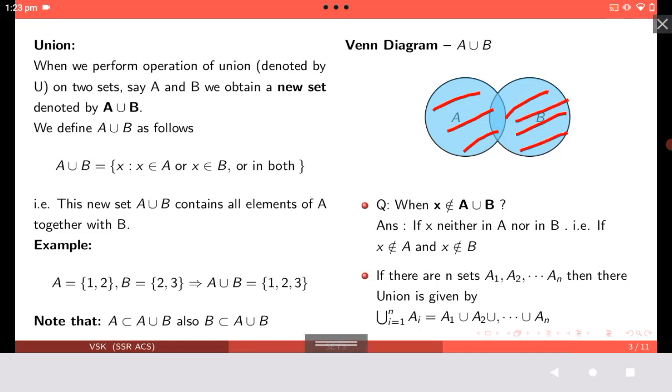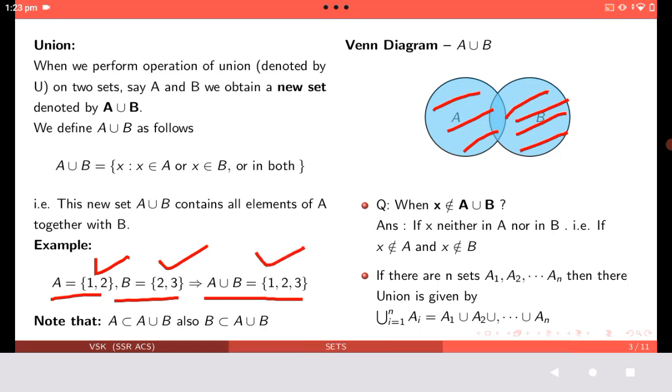Now let us see an example. Suppose A is equal to {1, 2}, B is equal to {2, 3}, then A union B will be {1, 2, 3}. All elements of A, all elements of B. 2 is coming 2 times, but it is not repeated in a set. The element is written once only. So it is {1, 2, 3}.